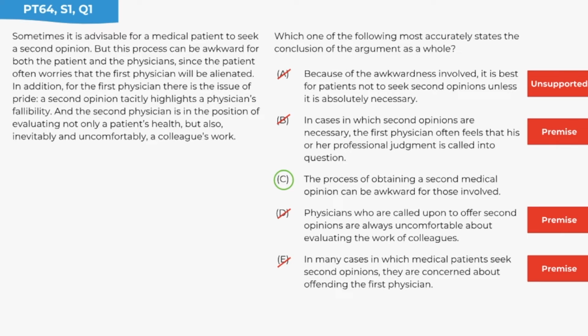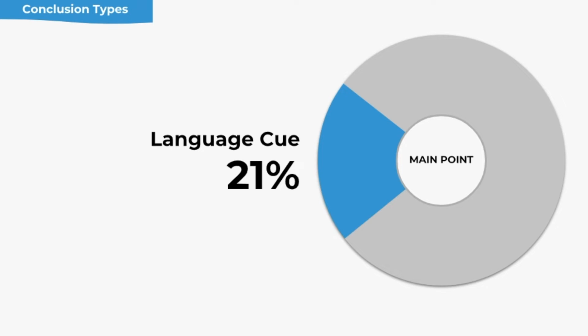So in this case, the way in which we found the conclusion is actually through a language cue. That word since is how we found the conclusion. And language cues are another common way in which you can find the conclusion. On main point questions, you can use a language cue to spot the conclusion, whether it be thus, therefore, since, words that organize arguments, words that imply conclusions, or words that imply evidence. You can use them to help you spot the conclusion. And on main point questions, 21% of the time, you can find the main point using a language cue.